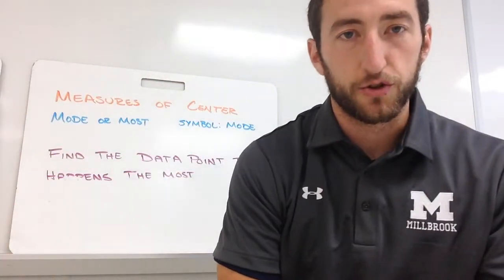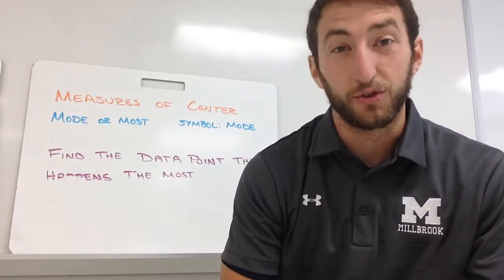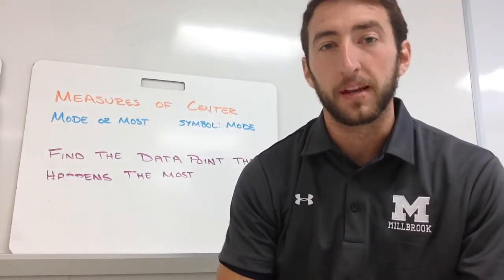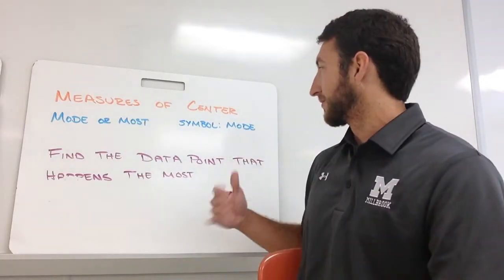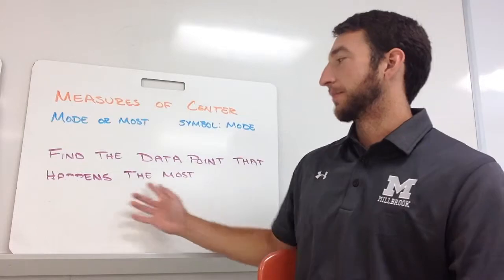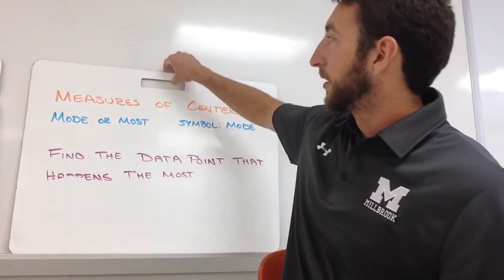And then our last measure of center is the mode. This one's used the least. It's not that important. Mean and median are way more important, but that one's the one that happens the most. So we just label it as the mode, and it's the data point that happens the most. That one's really easy to find.